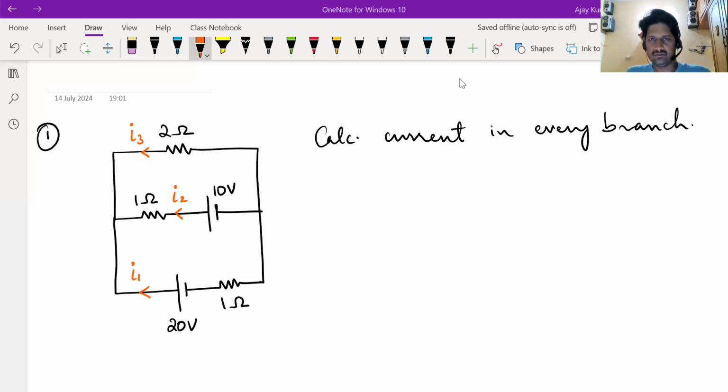Anyway, see, there are 3 unknowns, currents in 3 branches. So we'll need 3 equations. Can any of you tell me what are the 3 equations that you are going to write?